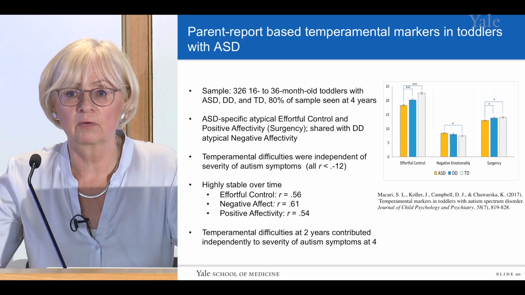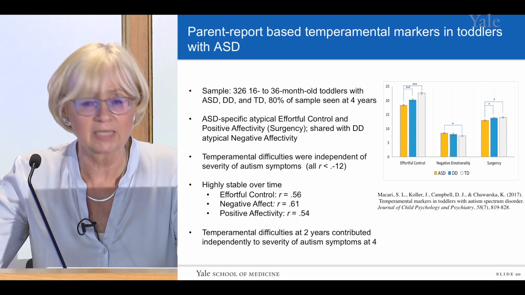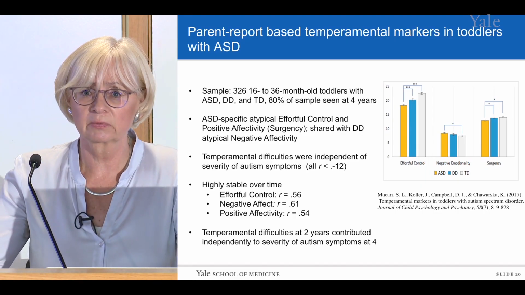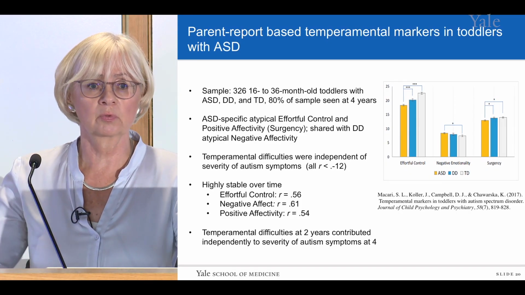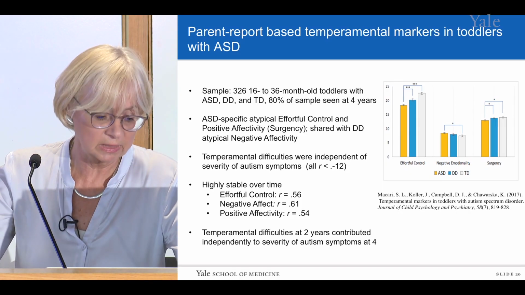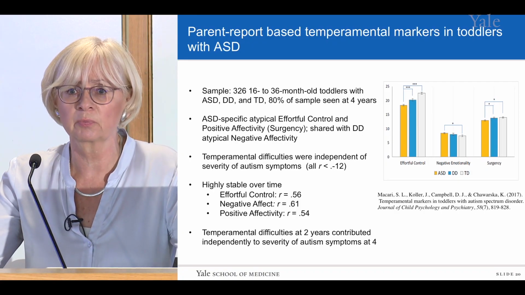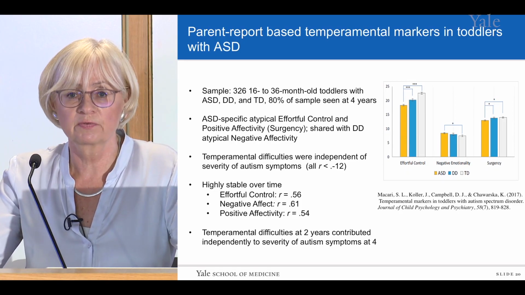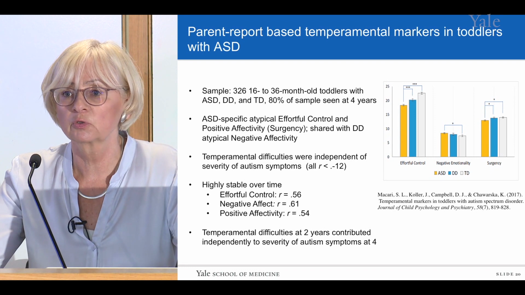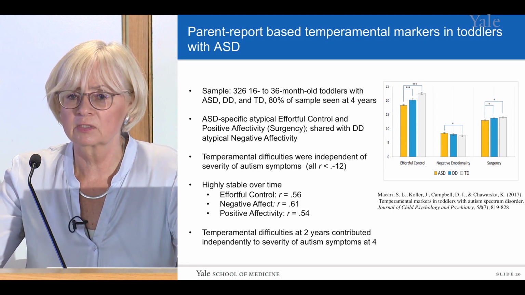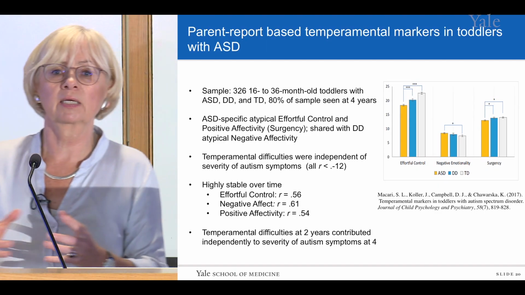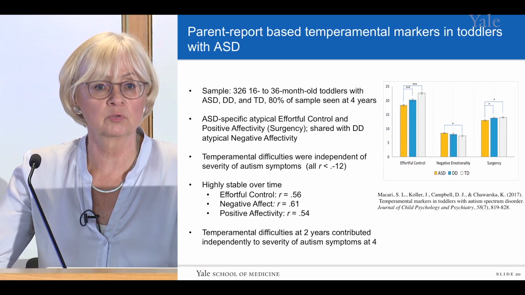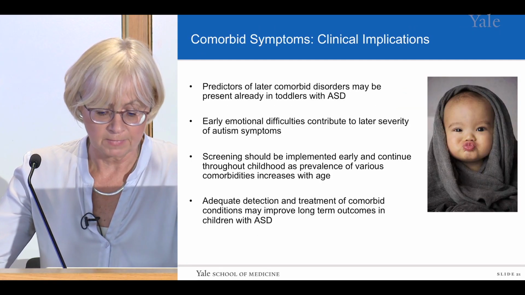We followed this group of children when they were 4, and there was very high stability. You can see these correlations here in the 50s and 60s. Very high stability within our group in terms of what the temperamental vulnerabilities were early on. What was also very important is that these early emotional vulnerabilities contributed later to severity of autism symptoms as measured 1 or 2 years later. So it's an interesting example of how 2 different domains might interact, reinforce each other, and produce complex phenotypes in the autism group.